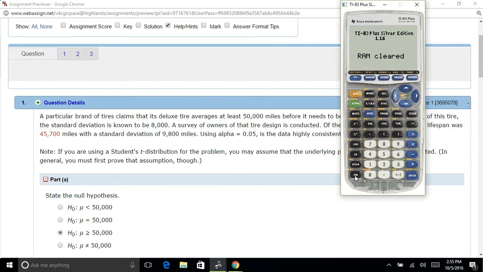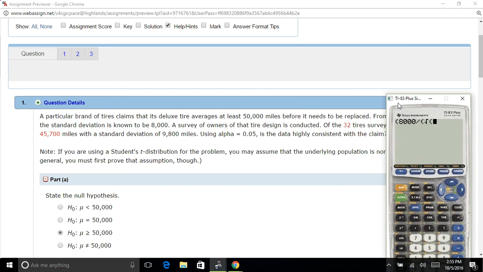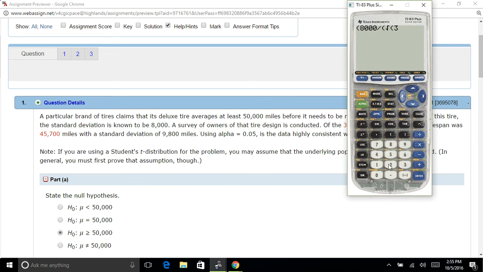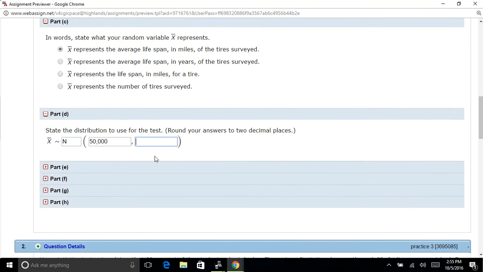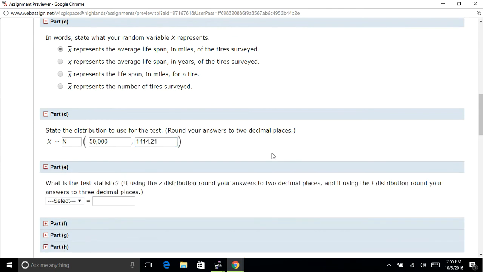Okay. So to get the standard deviation, I need to take the population standard deviation, which is 8,000, and I need to divide it by the square root of the sample size. And for this one, the sample size is 32, which is the n. So close that, and then I get 1414.21. So I'm going to put this in here, 1414.21. So that gives me the distribution.